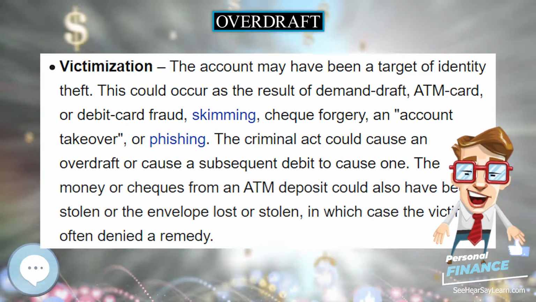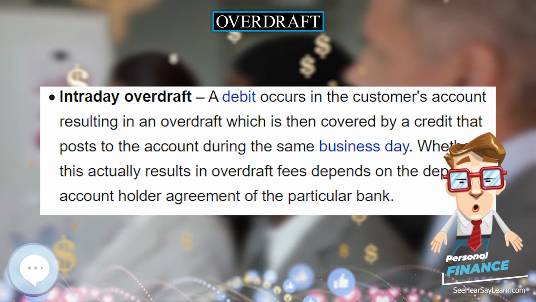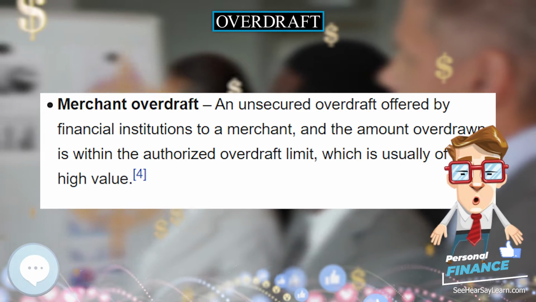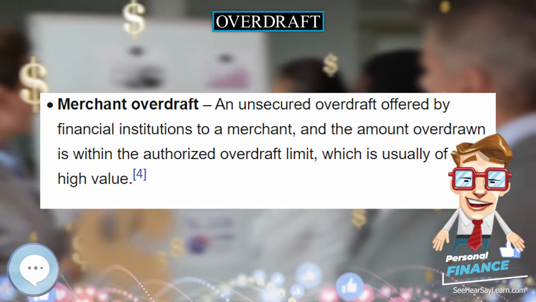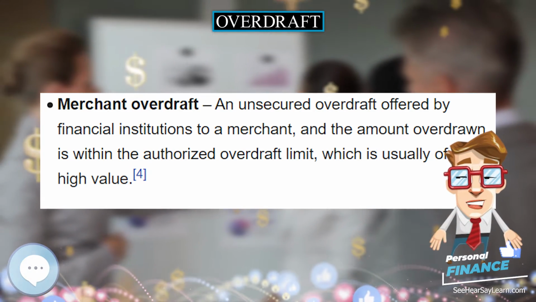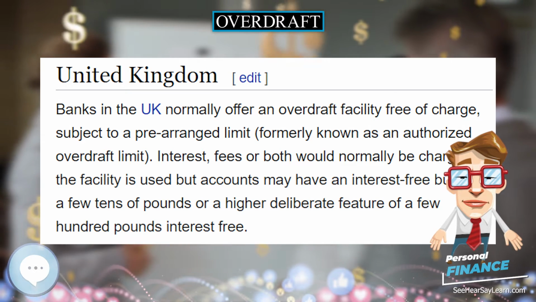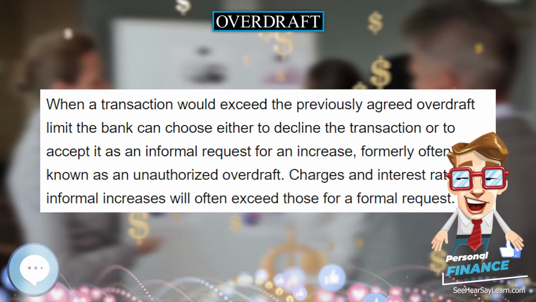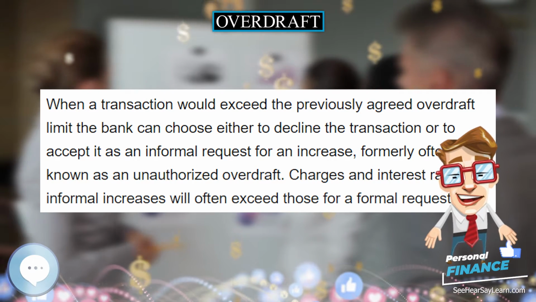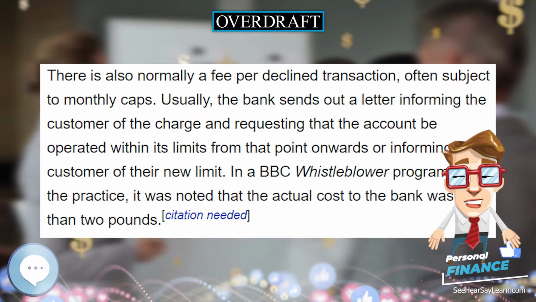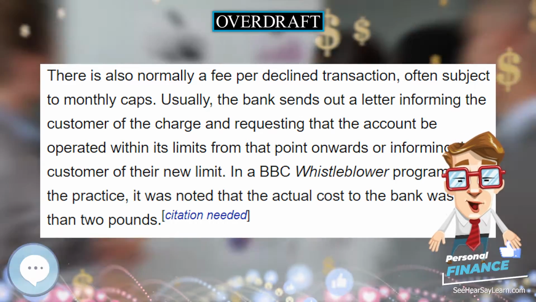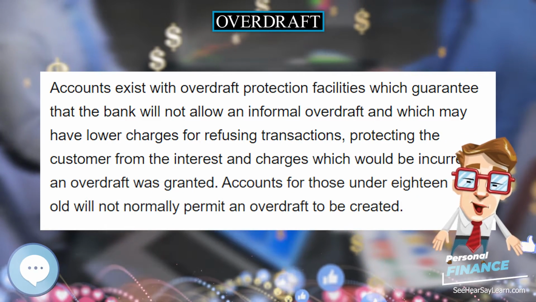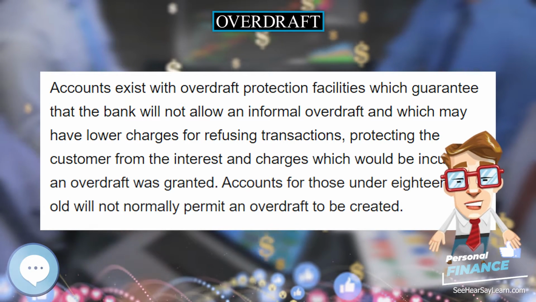Reasons for overdrafts. Overdrafts occur for a variety of reasons. These may include: United Kingdom. Banks in the UK normally offer an overdraft facility free of charge, subject to a pre-arranged limit, formerly known as an authorized overdraft limit. Interest, fees or both would normally be charged if the facility is used, but accounts may have an interest-free buffer of a few tens of pounds or a higher deliberate feature of a few £100 interest-free.